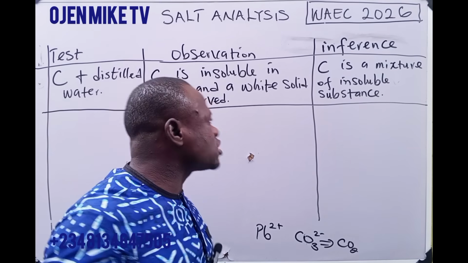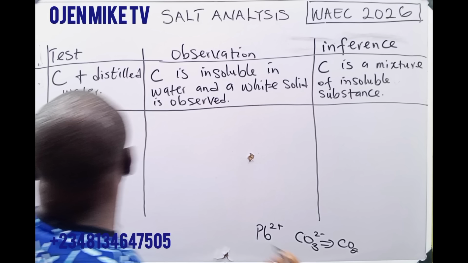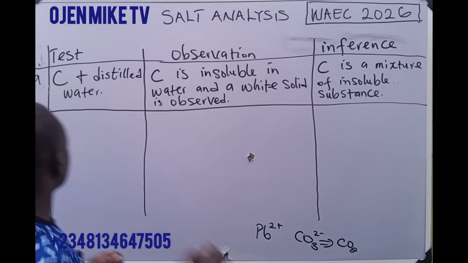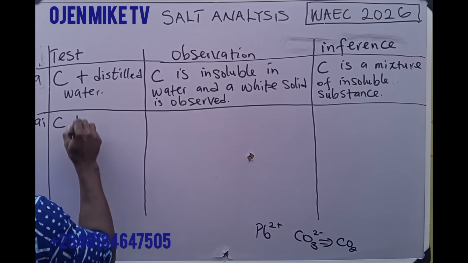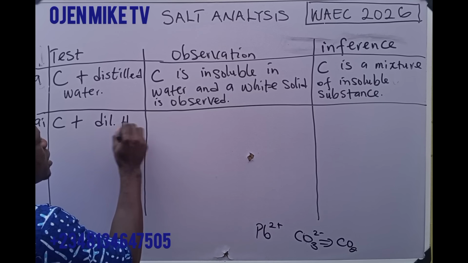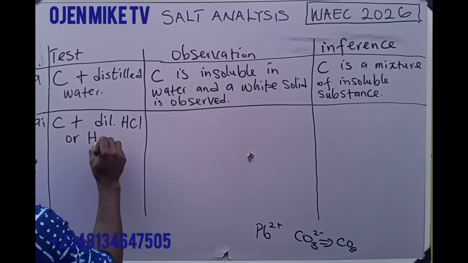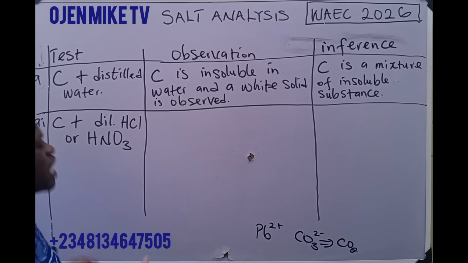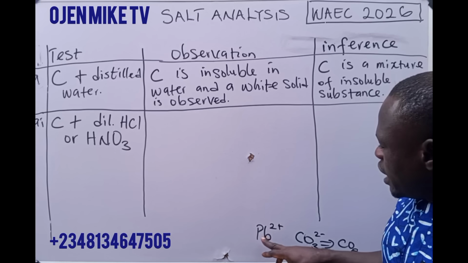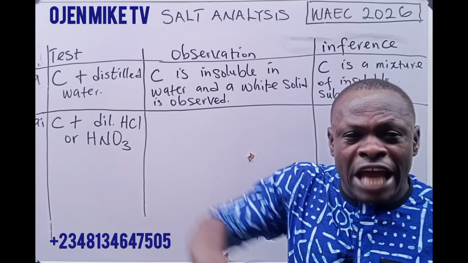Do you get that? So the next thing we're going to do is dissolve this in acid. If you title this one A, this one is titled A1. Alright? So you are going to say A plus dilute HCl or HNO3. Now, this part is very, very important. We want to check for lead ion and what? Carbonate.